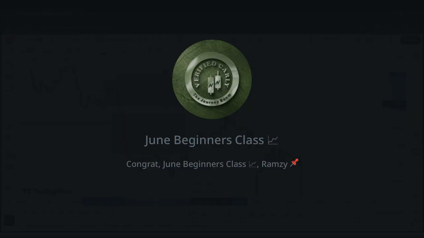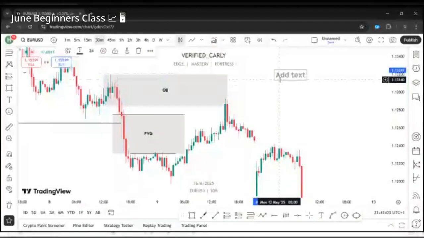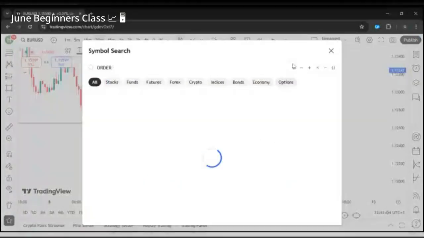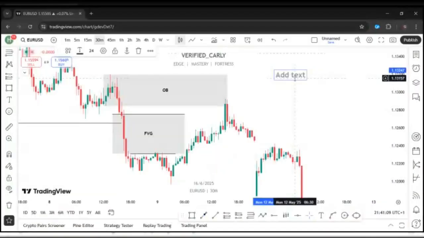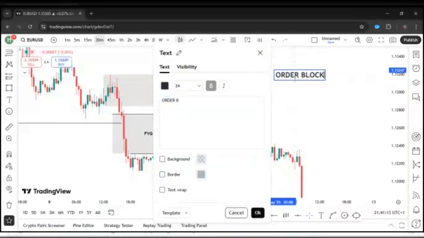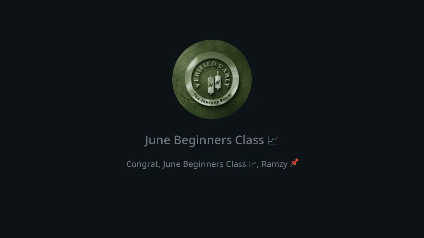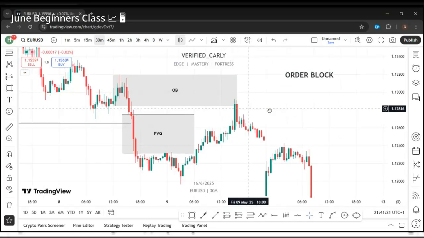The abbreviation for it is just OB. Let me write it. This is not the place I want to write it now. What's wrong with this keyboard? So order block. So this is our order block. As you are looking at it, price went back up to mitigate this order block, right?